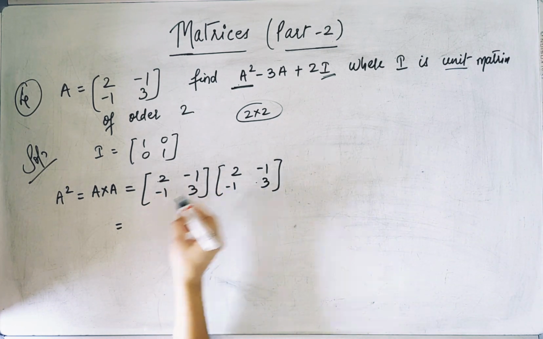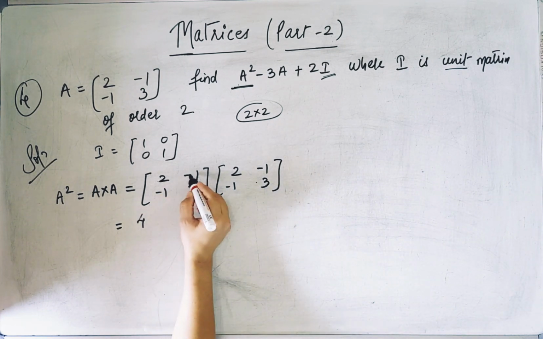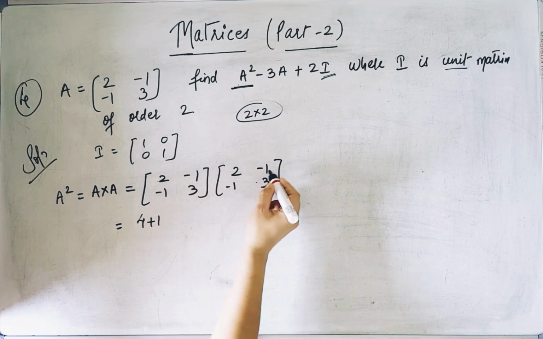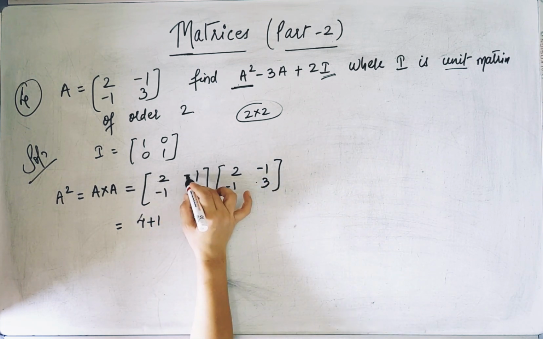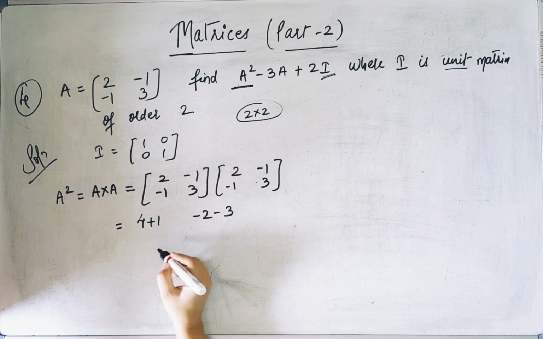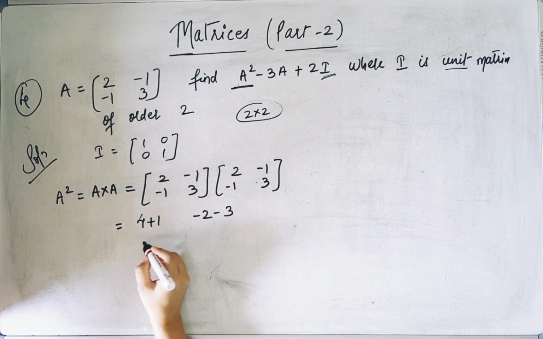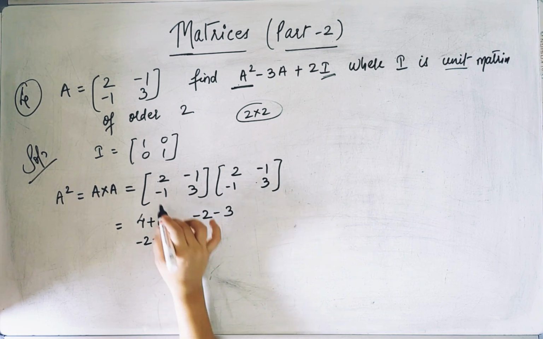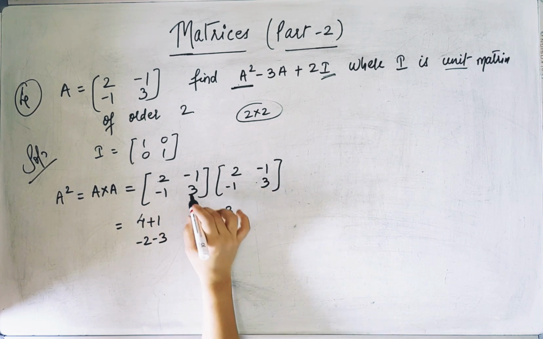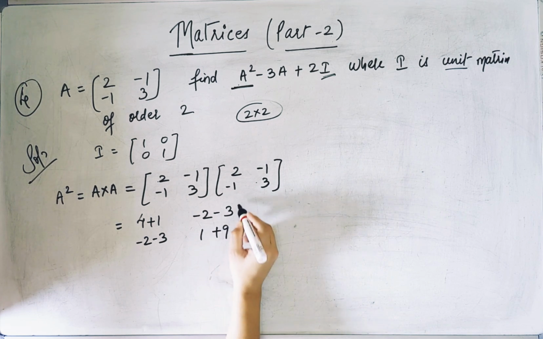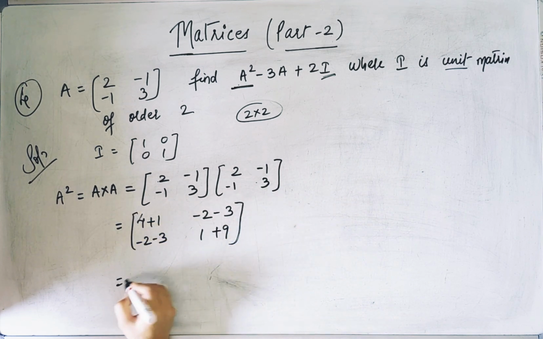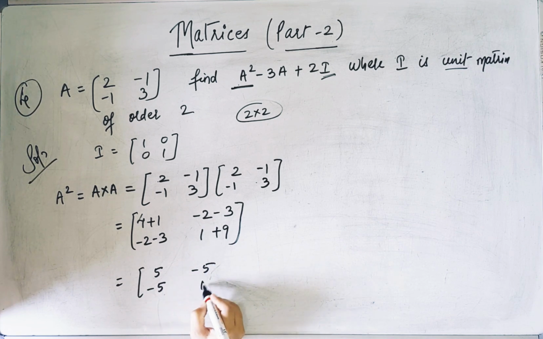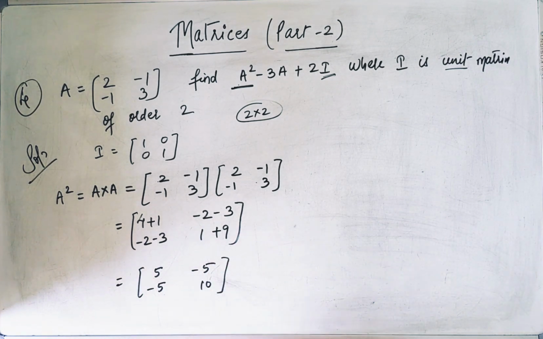So 2 into 2 is 4, minus 1 into minus 1 plus 1. 2 into minus 2, minus 2, minus 1 into 3, minus 3. Minus 1 into 2, minus 2, 3 into minus 1, minus 3. Minus 1 minus 1, 1, 3 into 3, 9. So the answer will be 5, minus 5, minus 5 and 10.